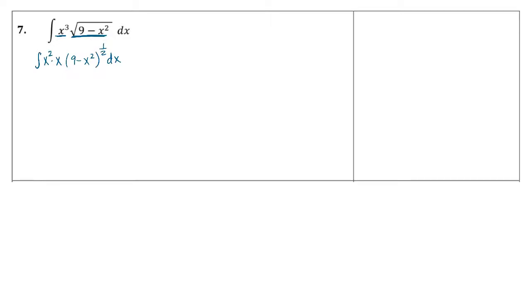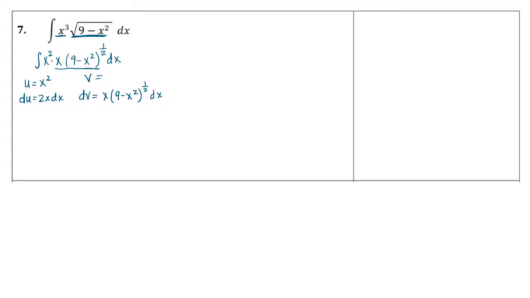And now whenever we do our u substitution, I'm going to let u be equal to x squared. So du is going to be 2x dx. And then over on the other side for dv, I'm going to put all of that portion together. So we're going to have x times 9 minus x squared raised to the 1/2 dx. And so here for v, this is going to be where we have to do some u substitution as well when we integrate this.